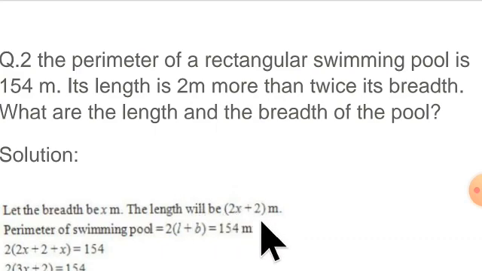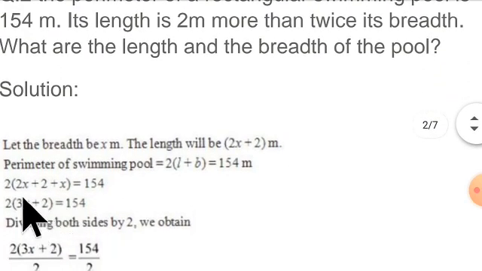Now we know the formula of perimeter. Perimeter of the swimming pool, it is a rectangle, so perimeter of rectangle is 2 into (L plus B). So 2 into (L plus B) is 154, it is given 154 meter. So we will put the values. Length is 2x plus 2 and breadth is x. So 2 into (2x plus 2 plus x) is equal to 154. 2x plus x will be 3x. So 2 into (3x plus 2) will be 154.